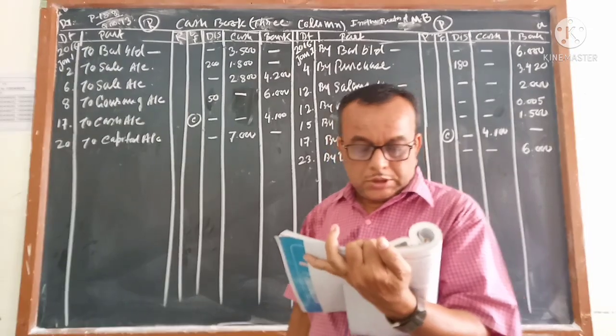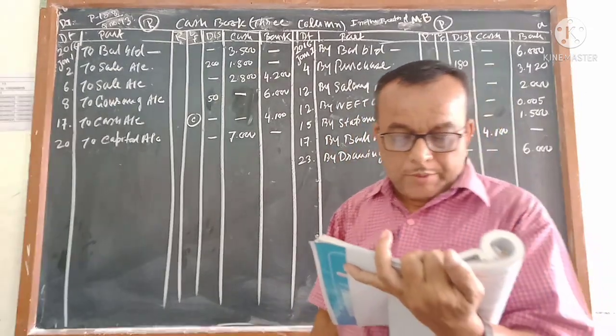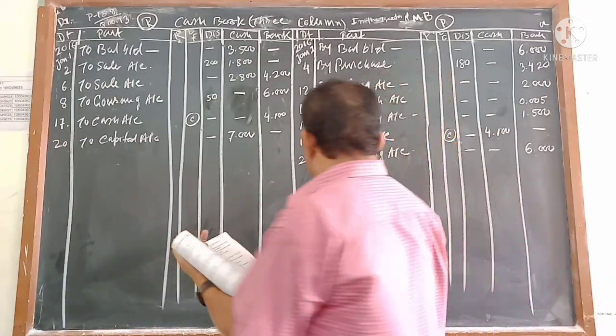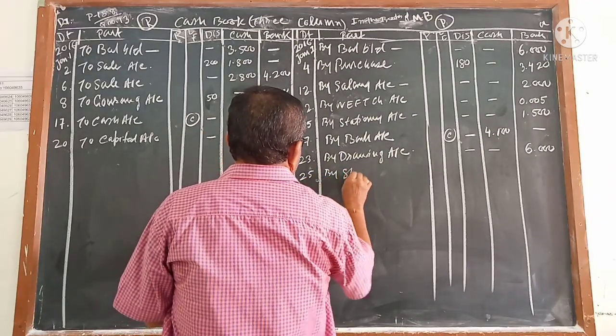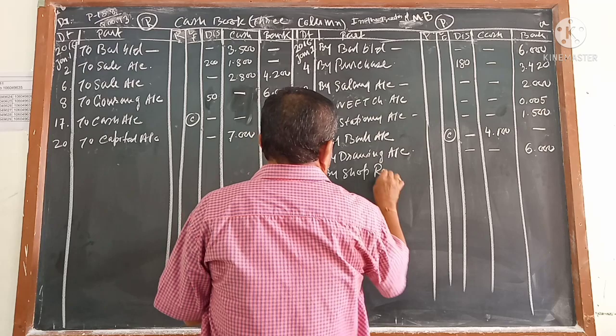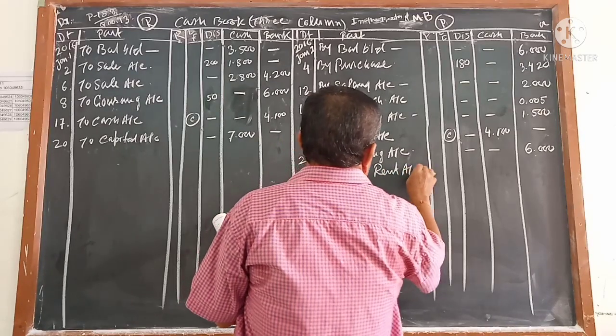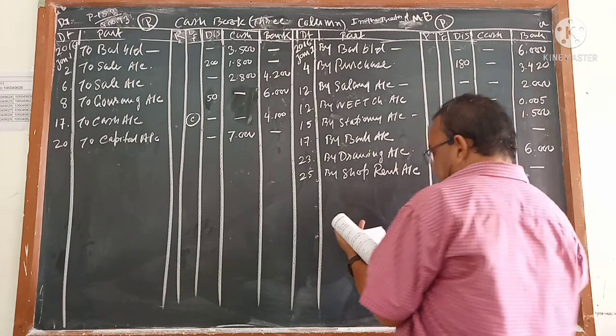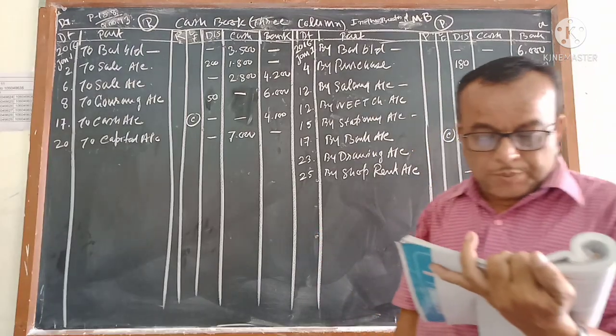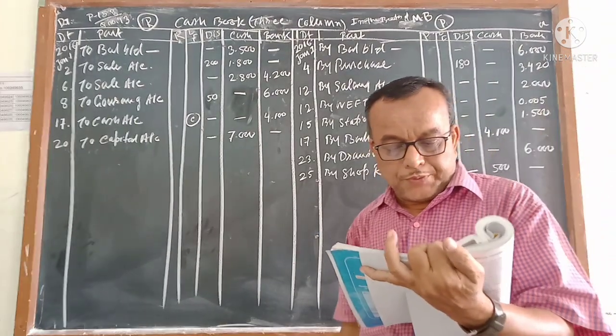Next is coming 25. 500 paid for the shop rent. Shop rent account, cash 500. No discount, because 500 is paid for shop rent.